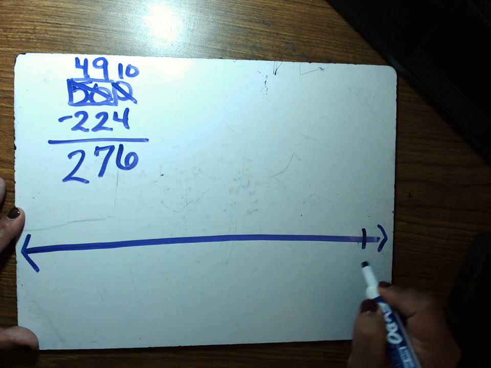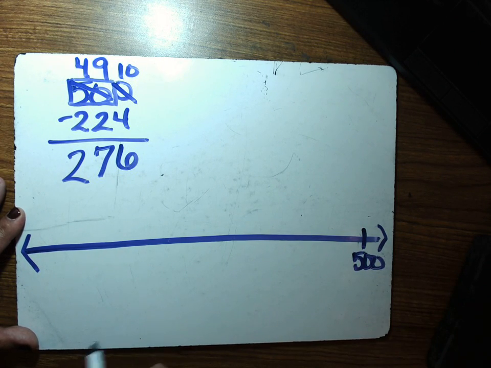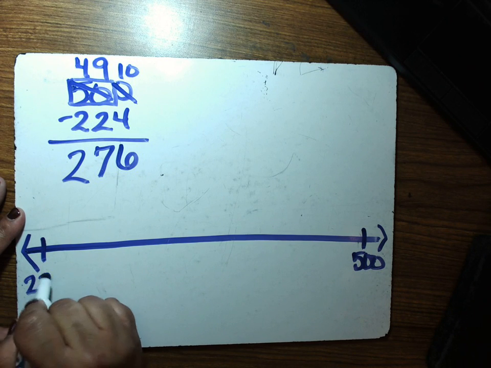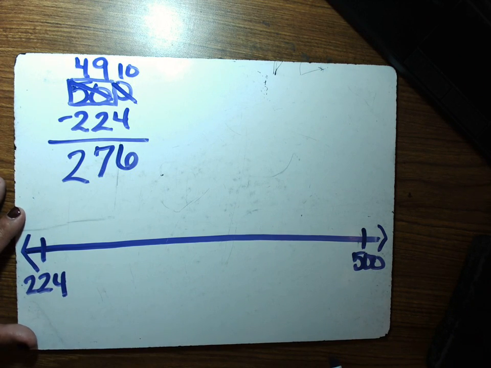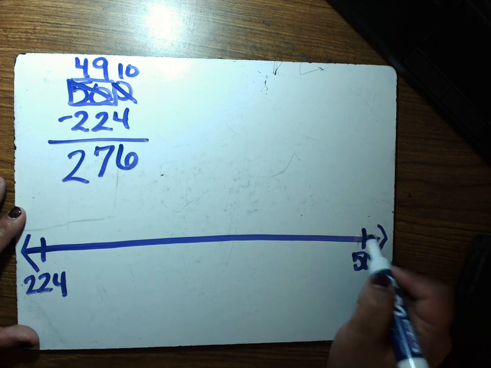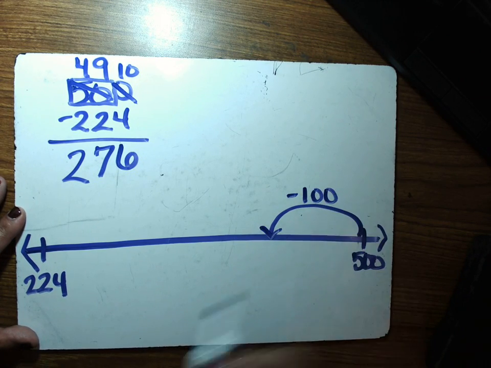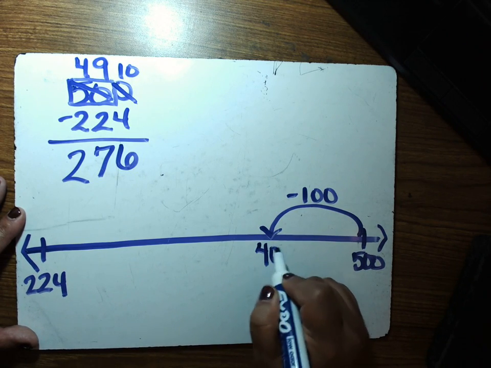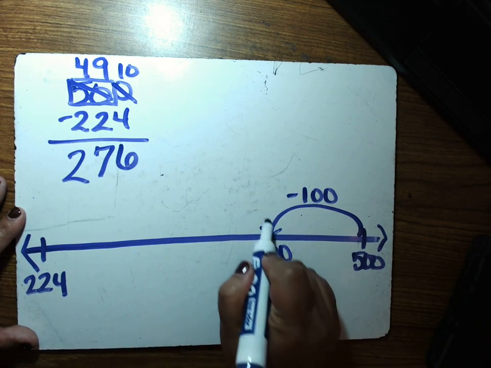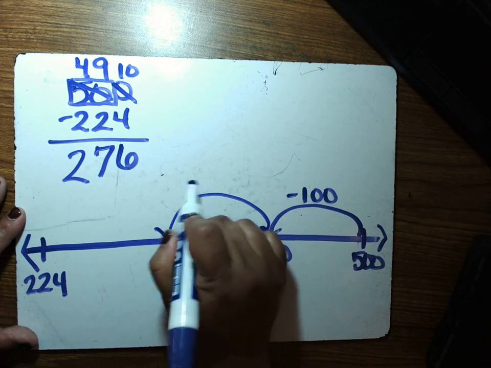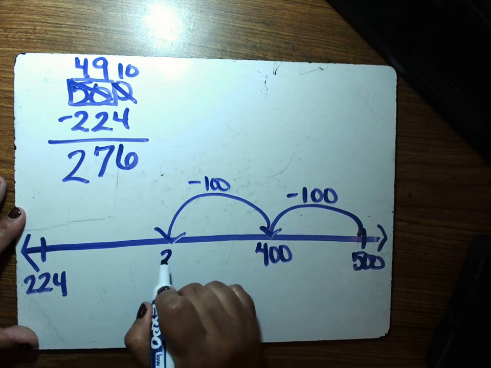I have 500 is where we're starting from, and we're trying to get over here to 224. Again, I'm going to try to find a friendly number. I know that I can take away 100. That's a pretty easy transition. You go backwards and you make sure you put what you minus. That gets me to 400. I can go backwards one more 100, subtract that and I'll get to 300.